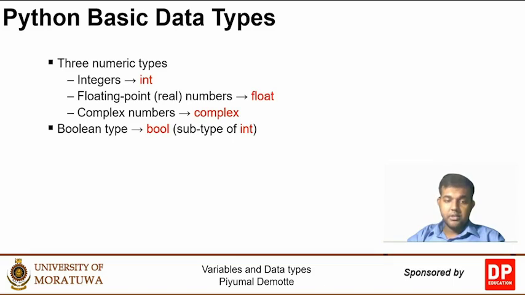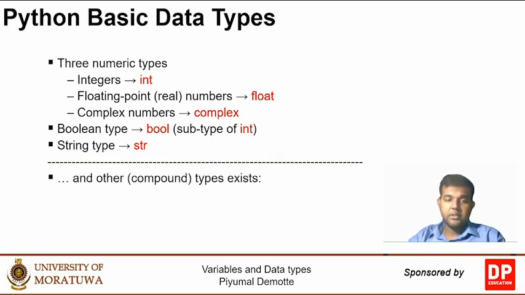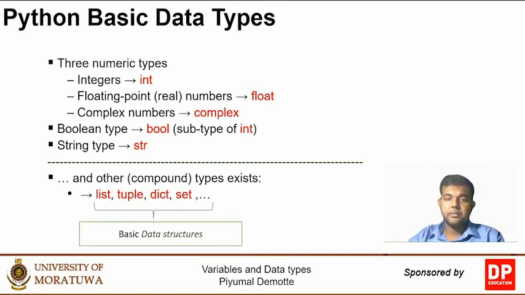Then another data type is string data type, which represents strings in Python. String data type represents string data, or basically data with a set of characters. We have other compound types or composite types in Python. We have already seen 3 basic numeric types and string and bool types. These could be called in a way as basic types. Therefore, compound types means collections of basic types like list, tuple, dictionary, and set, which are considered as basic data structures in Python.